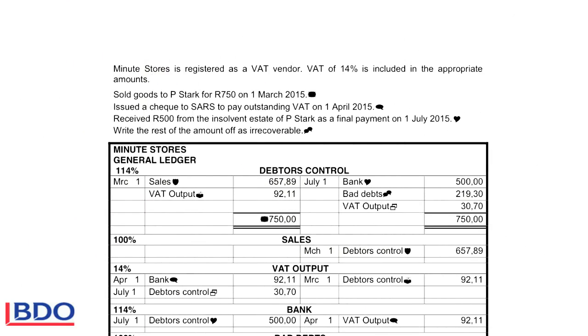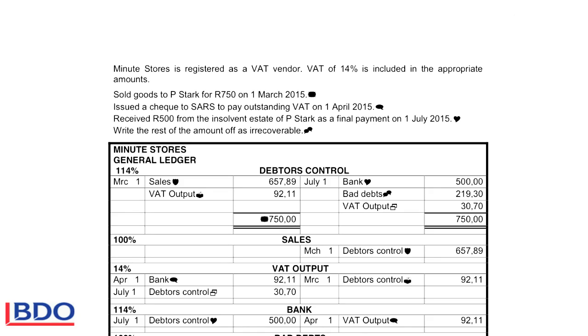Good morning. We will do VAT today, and we will see what is the effect of VAT when goods are sold and then the person doesn't pay the goods and the estate is written off as a bad debt. What will the effect of this bad debts have on VAT? First of all, we will look at the entries: sold goods to P Stock for 750.